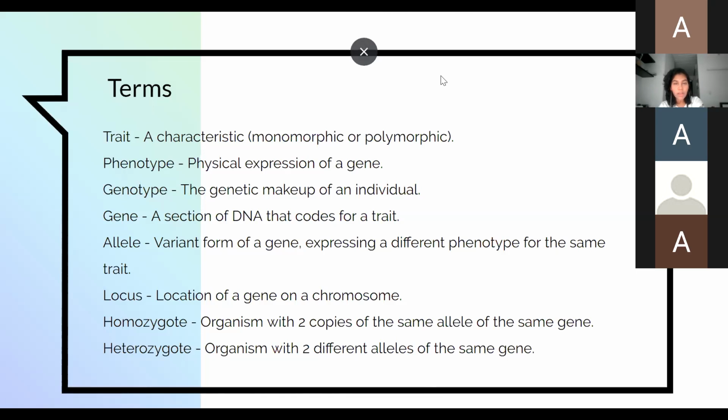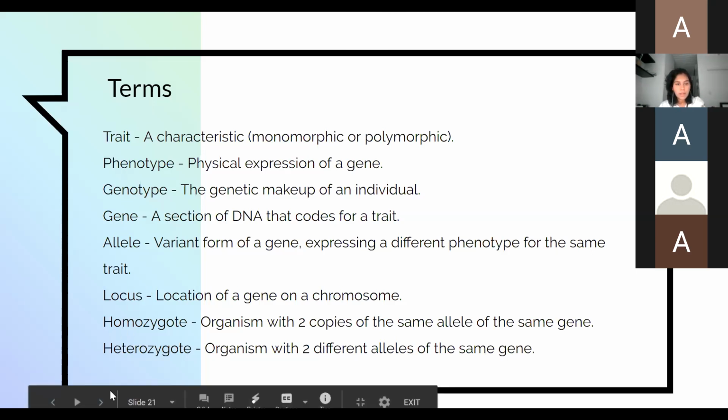A homozygote is an organism with two copies of the same allele of the same gene, whereas a heterozygote is an organism with two different alleles of the same gene. So let's just say eye color is... in a homozygote it could be capital B, capital B, and a heterozygote would be capital B, simple b. So that's what homozygote and heterozygote are.